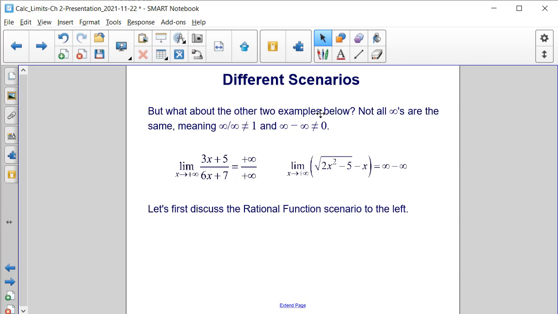But what about the other two examples that are shown below again? Not all infinities are the same, meaning infinity divided by infinity is not equal to 1, and infinity minus infinity is not equal to 0. How would we evaluate or understand the end behavior of this rational function when we're taking the limit of 3x plus 5 divided by the quantity 6x plus 7 as x approaches positive infinity, since direct substitution clearly doesn't work? Let's first discuss this one, or the rational function scenario that's given to the left.